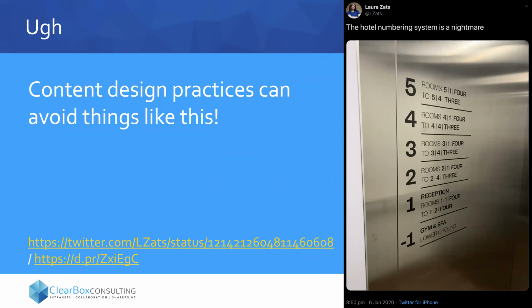Because we want to avoid this. I mean, take a look at this and try to work out where you would want to go. I mean, look, someone wrote this. Someone laid this out, someone approved this, and someone executed it. What is going wrong here? This is not user-focused content at all.